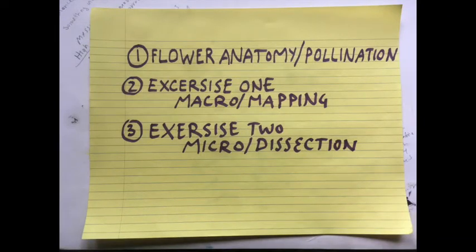So this is what we're going to do in this video. First, we're going to look at some cool things about flower anatomy and pollination, and then we'll do an exercise that looks at wildflowers on a macro scale, so sort of a mapping exercise, and then we'll look closely at flowers on the micro scale and do a dissection.